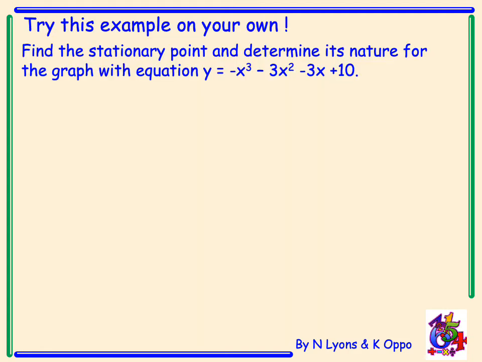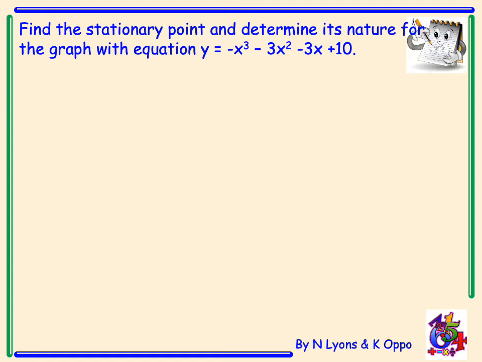Right, try this example on your own. It says find the stationary point and determine its nature for the graph with the equation y equals minus x cubed minus 3x squared minus 3x plus 10. Now beware, warning here. What's the coefficient of x cubed? Yep, it's a minus 1. It's a negative cubic. Now can you jot down what that looks like? You should have in your head roughly what that cubic looks like. Okay, now think about it before you get started. I'm going to come back later on and give you a full explanation, a full worked example for this, but just try it just now.